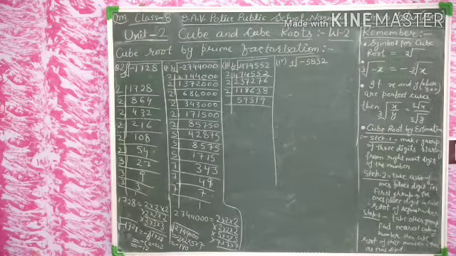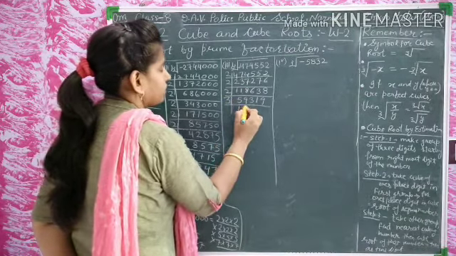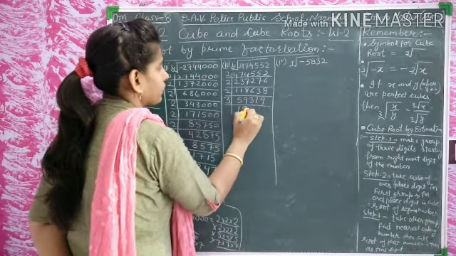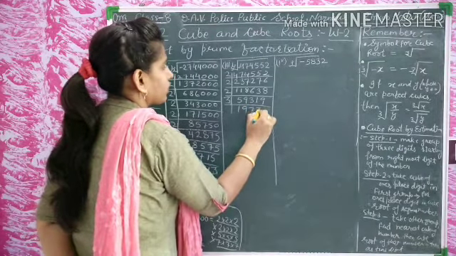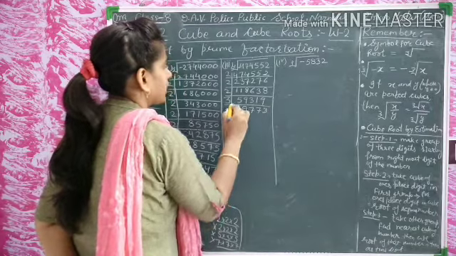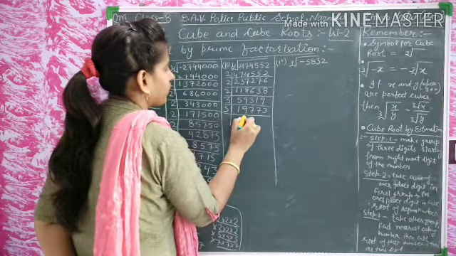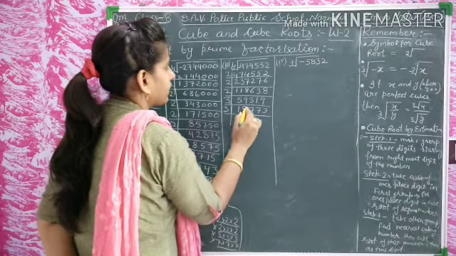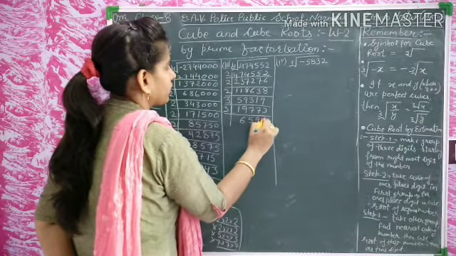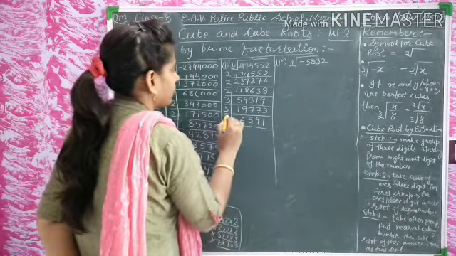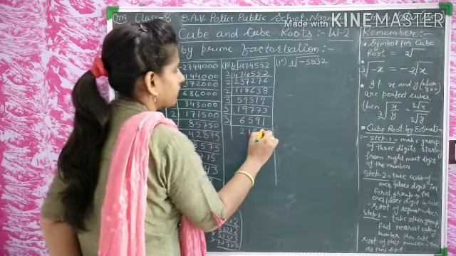It means it is divided by 3. 3 1s are 3 and 2, 3 7s are 21, 3 9s are 27, 3 7s are 21, 3 7s are 21, and 3 3s are 9 here. Now again it is dividing by 3. 3 5s are 15, 3 6s are 18, and 3 5s are 15, and 3 9s are 27. This becomes 1. Now again it is dividing by 3. 3 2s are 6, 3 1s are 3, 3 9s are 27, 3 7s are 21.